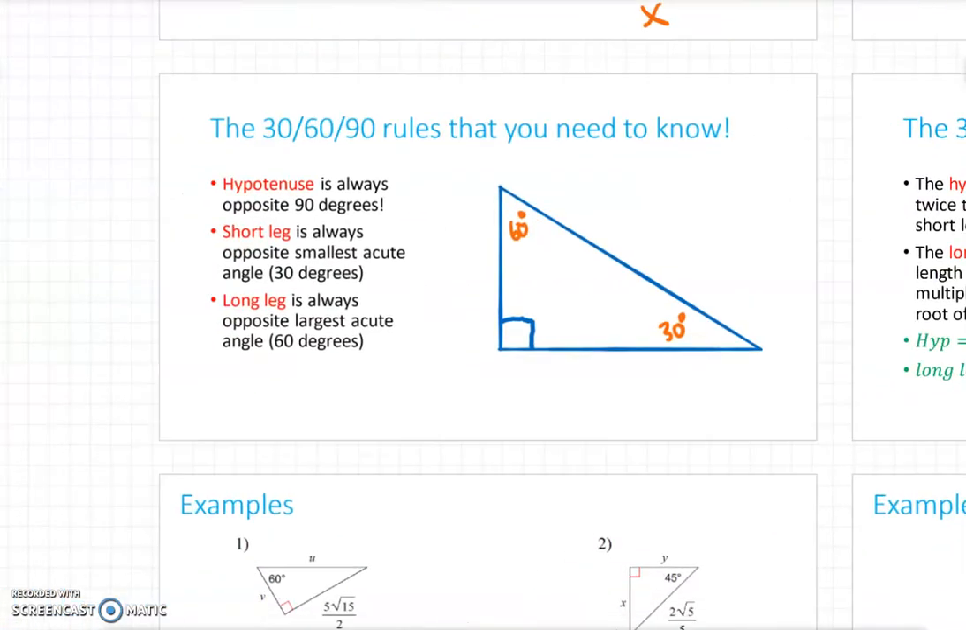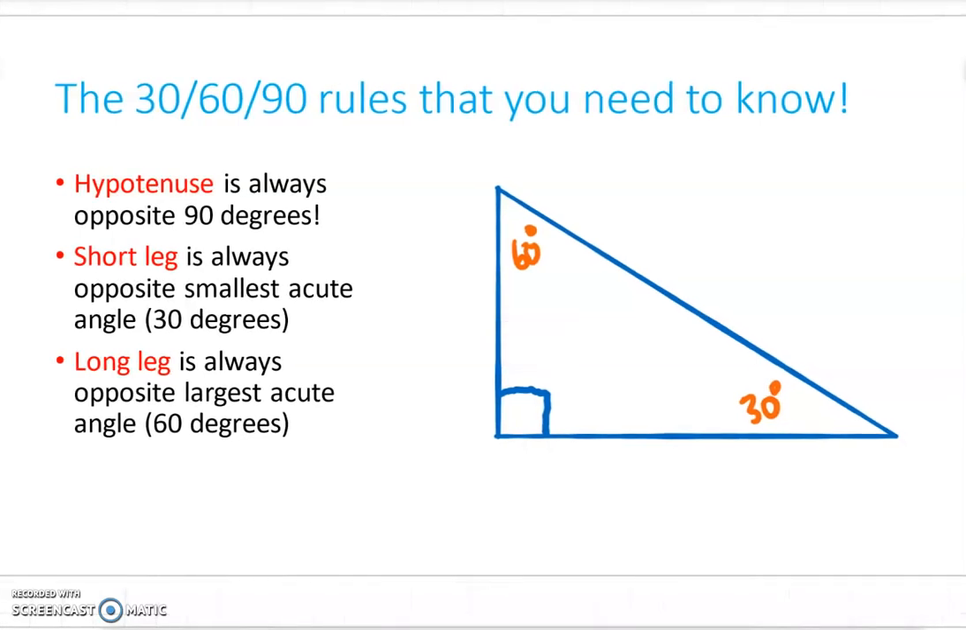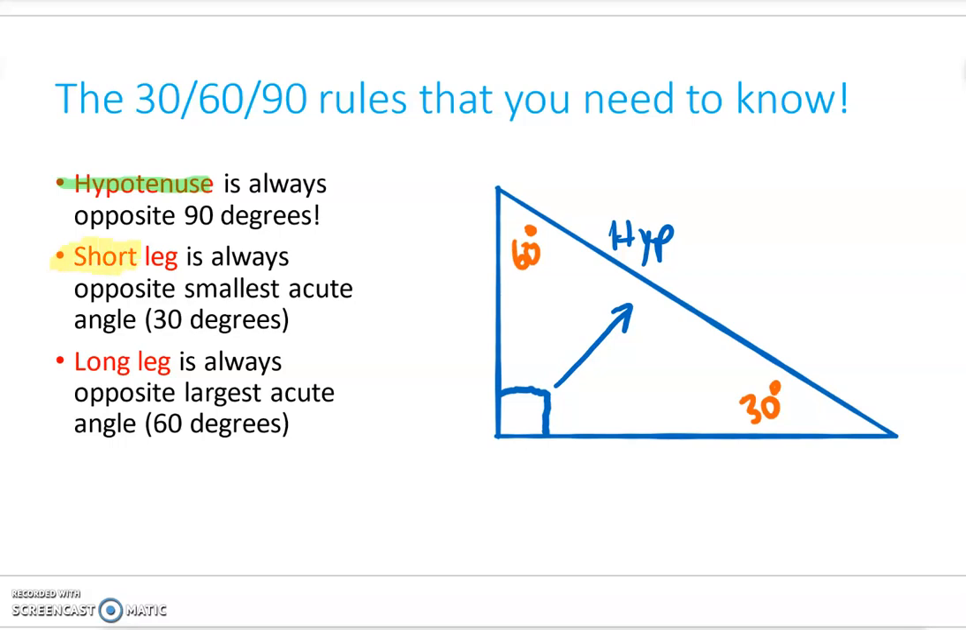So with that said, here are some 30, 60, 90 rules that you need to know, the relationships of the side lengths. There's a couple of them here, so make sure that you write these down and that you know them. First of all, the hypotenuse is always opposite the 90-degree angle, so we know that. That's the hypotenuse, right? I can label that right here, hypotenuse. Next is, unlike the 45, 45, 90, the legs are different sizes because we have different angle measures, right? This is a 30 degree, this is a 60 degree. It's not 45 and 45 like the other one, right? So the legs are not the same length.